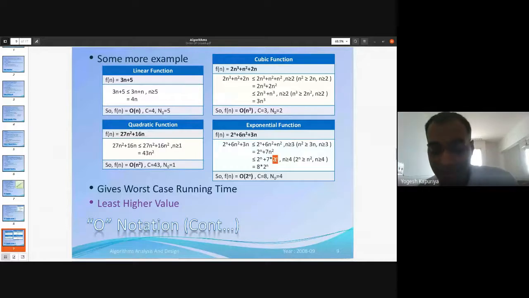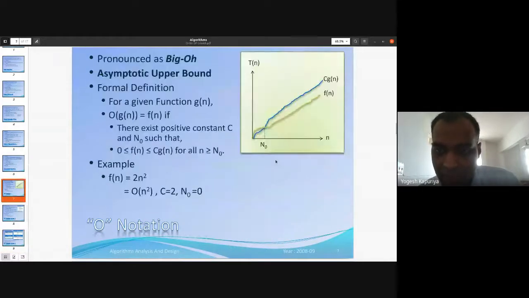So that's what I was saying to you, that in this region, the value of Fn and Gn may overlap multiple times. So at some value of n, your Fn is higher, for some value of n, your Cgn is higher.